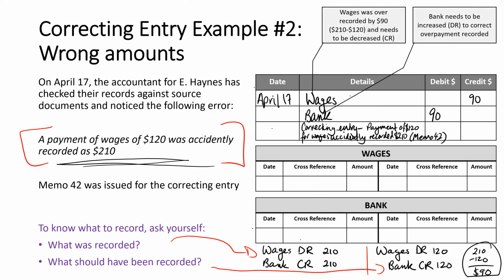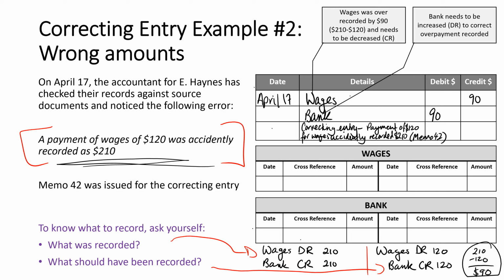So if we have a look, wages was over-recorded originally, and that's why we need to be decreasing that by the 90, and bank needs to be increased or debited to correct that overpayment. Now, important to know that this error might not have actually happened in real life. It might have just been recorded incorrectly. So it's always important to check those things.